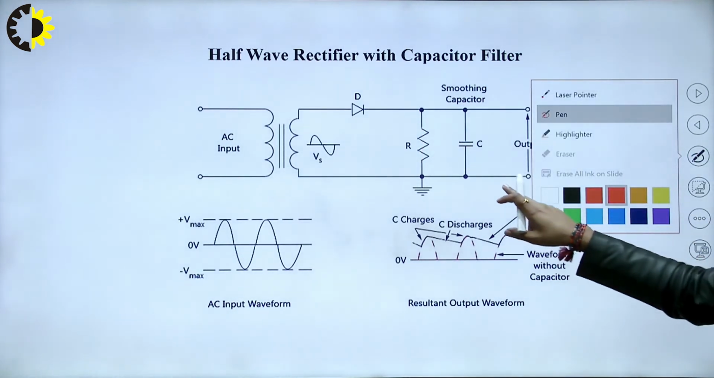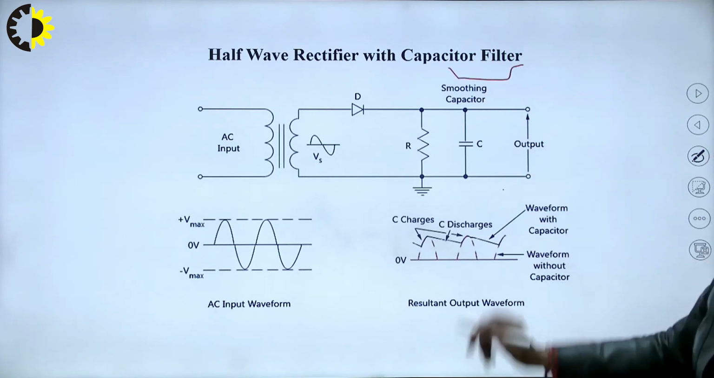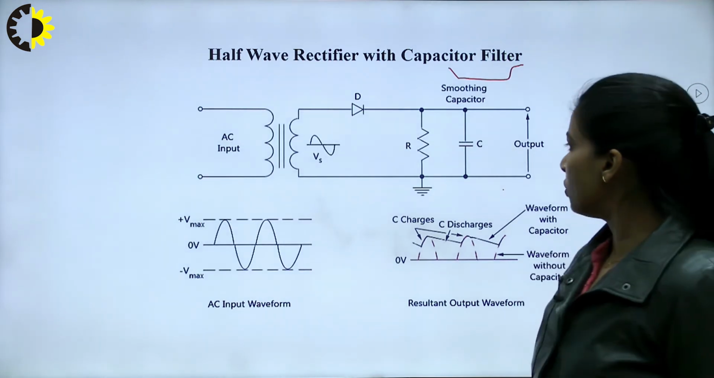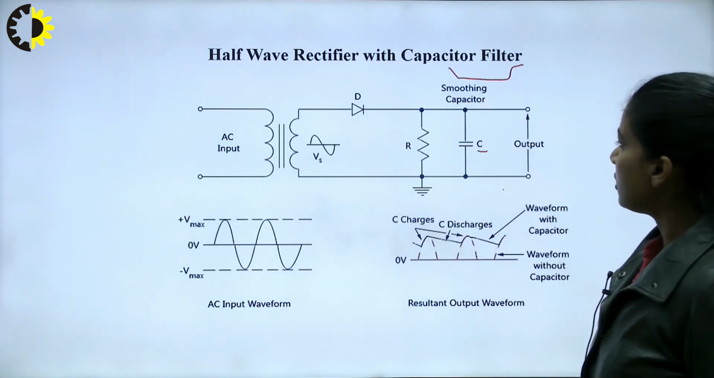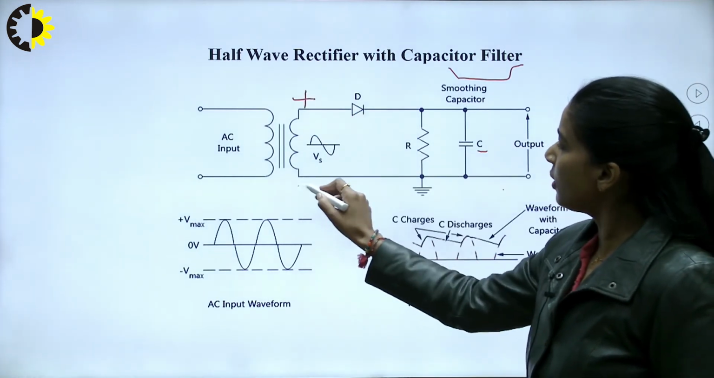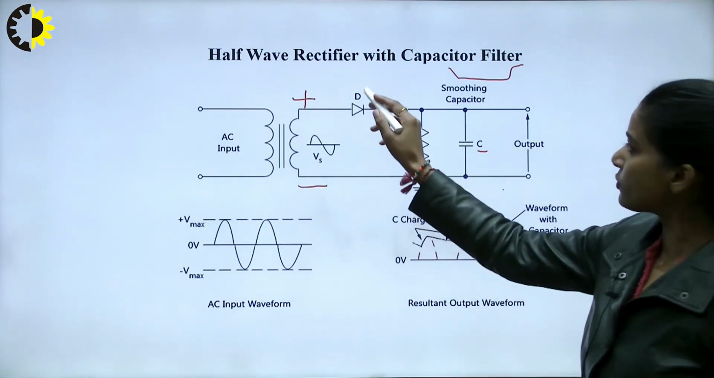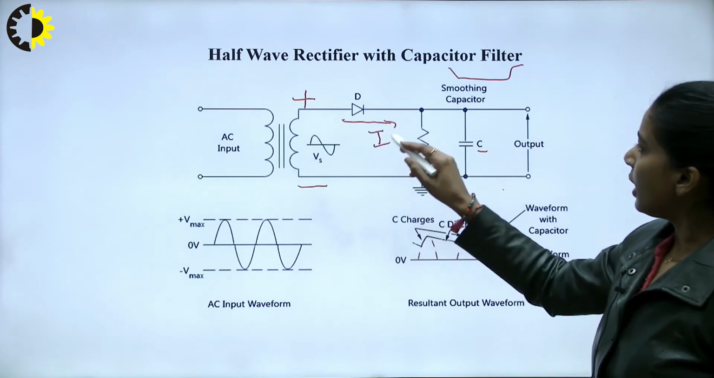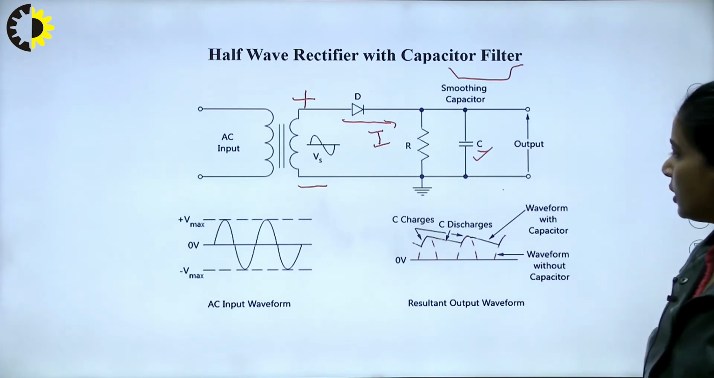Now, we will see how this capacitor filter can rectify the AC component of the output. Here one capacitance is connected. So, what will happen for the positive half cycle when this diode is forward biased? It is forward biased, there will be flow of current and this capacitor will start charging.